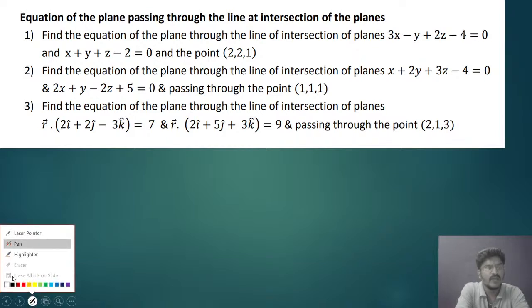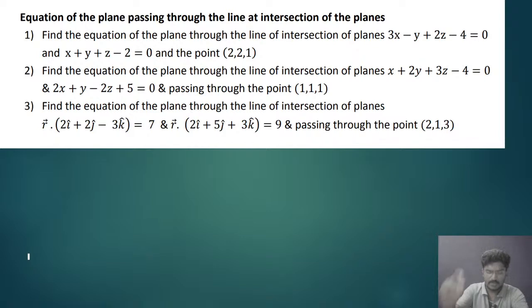In the third problem, we have a little bit of change. Can anyone tell me what is the difference between the first and second problem and the third problem? See the third problem: find the equation of the plane passing through the intersection of the planes r dot 2i cap plus 2j cap minus 3k cap equal to 7, r dot 2i cap plus 5j cap plus 3k cap equal to 9, through the point 2 comma 1 comma 3. Can you tell me what is the difference between the third problem and the other two problems? In the third problem, they have given the vector form of the plane.